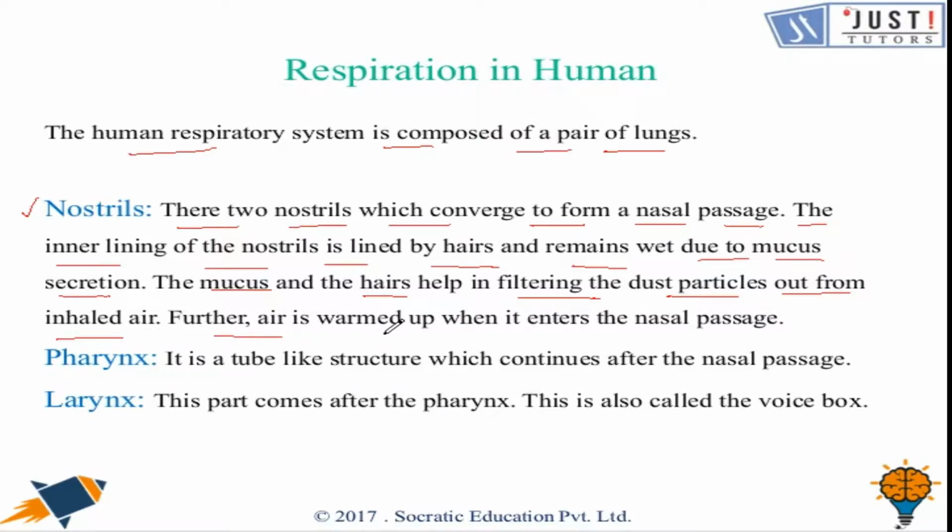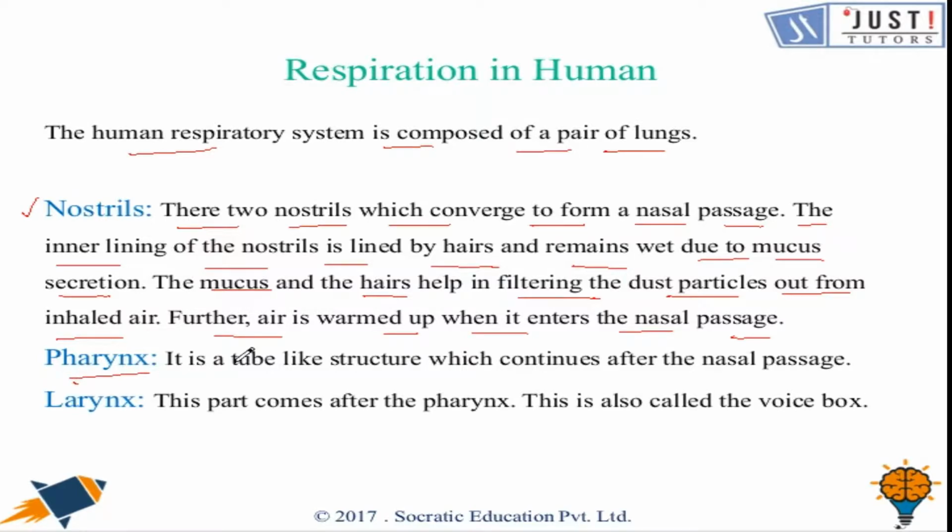Further, air is warmed up when it enters the nasal passage. As you must have noticed in your nose, there are some small hairs and it is slightly wet all the time. This is because of mucus secretion all the time in our nose. This helps in filtering the air which we are inhaling. It helps in filtering dust particles from the air.